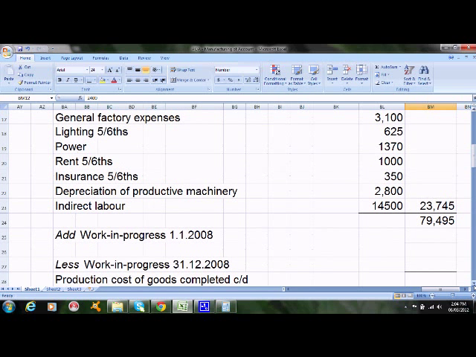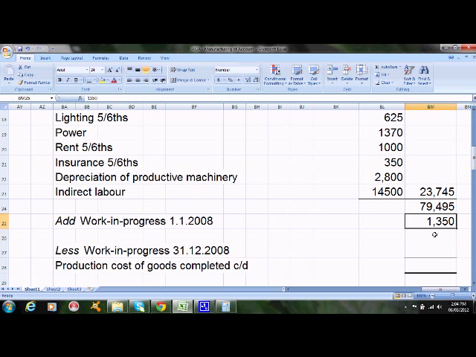Now we're going to add our work in progress, which, as given, is 1,350. This is opening work in progress. We're going to add that to that. Now we get a figure of 80,845. When you add this and this, you get 80,845.